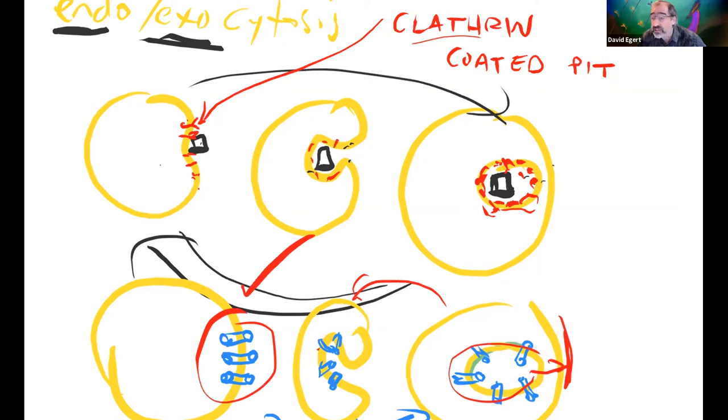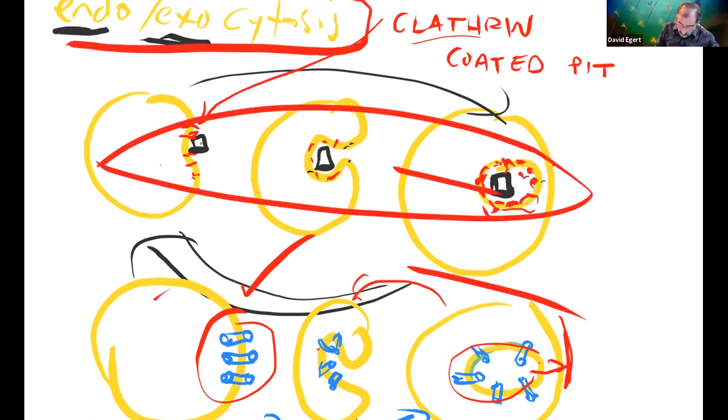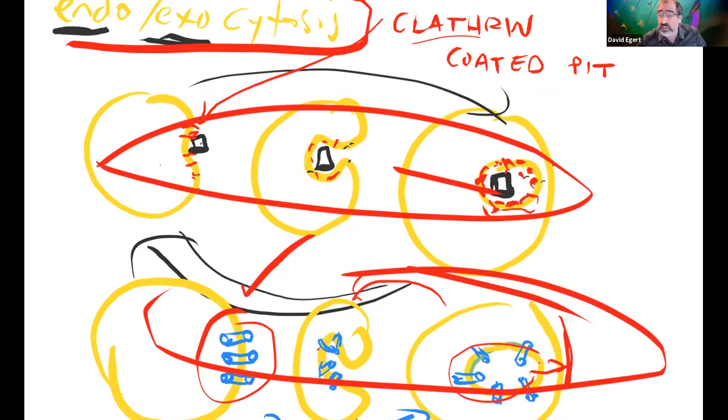So I can add and subtract channels and carriers to the membrane in fractions of a second by just fusing or pinching off these little vesicles that contain those membrane proteins. So endo and exocytosis isn't just about eating and spitting out. It's also about quickly and easily changing the proteins that are found in the membrane and therefore the properties of the membrane. So it's kind of cool.